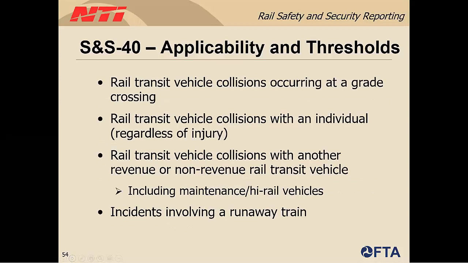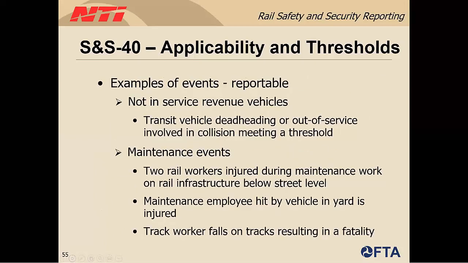Continuing, a collision involving a rail transit vehicle at a grade crossing is automatically reportable. A collision between a rail transit vehicle and a person is automatically reportable. Collision between a transit rail vehicle and another transit rail vehicle, which includes both revenue or non-revenue and maintenance vehicles, and any event involving a runaway train. Example of some reportable events.